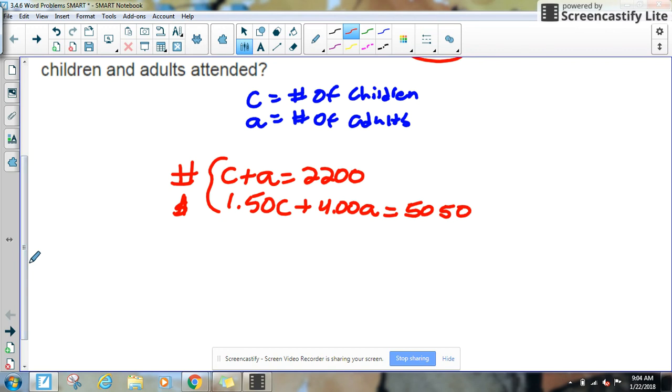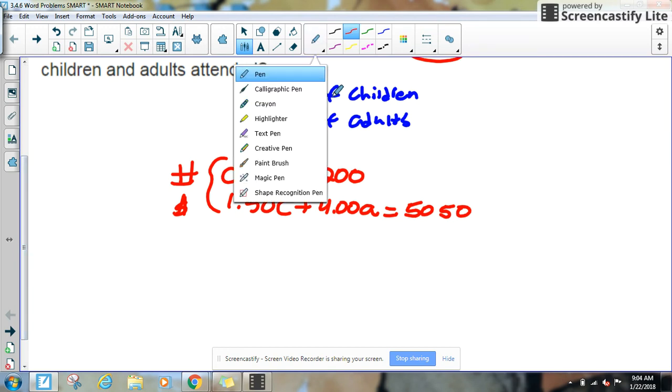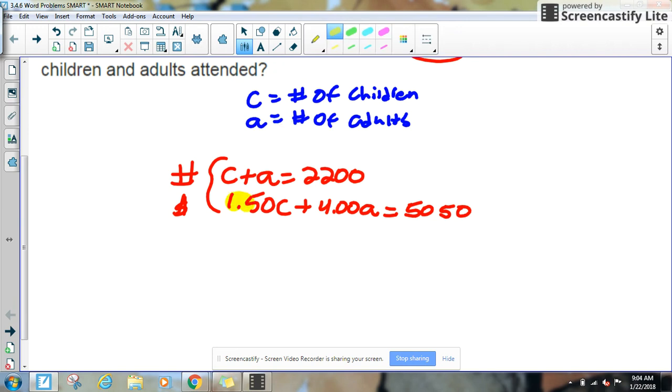We can use substitution or elimination. Both seem pretty fitting here. I'm going to use elimination. So let's go ahead and look at C. I've got 1.5, and I need to get rid of the C here. So what I need to do is multiply the top equation by negative 1.5.